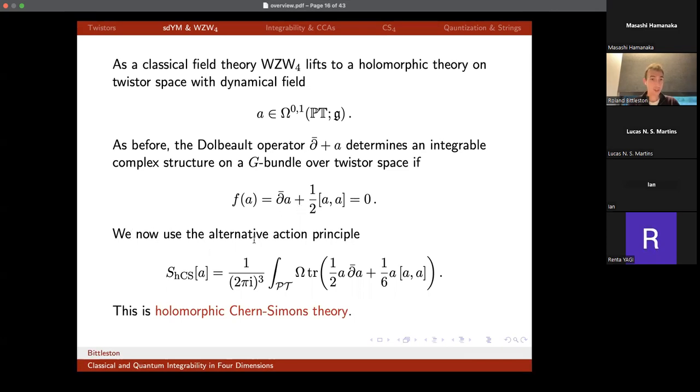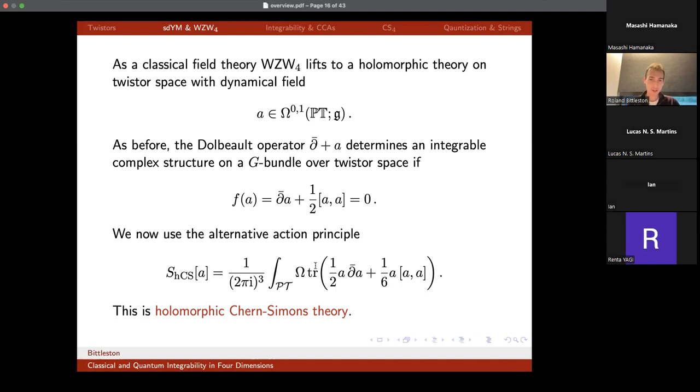And the natural action to use is that of holomorphic Chern-Simons theory. So this is a very beautiful theory. It's sort of the natural holomorphic analog of ordinary Chern-Simons theory, topological Chern-Simons theory in 3 real dimensions.